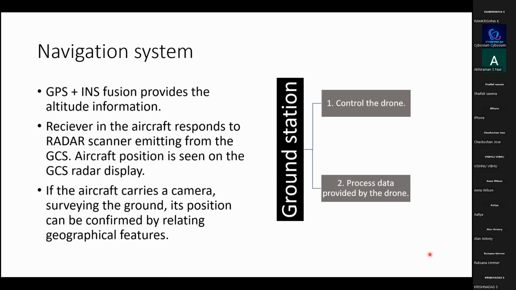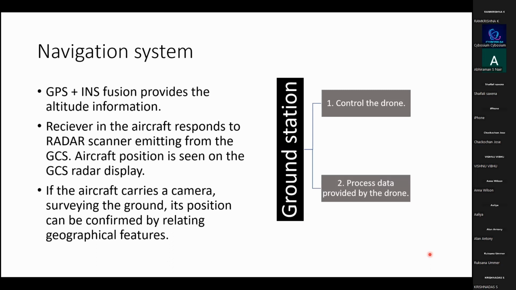So for the navigation system, basically there is a fusion happening between GPS, the global positioning system, and INS. INS is the inertial navigation system. It provides the altitude information. So why is INS needed? Because we get altitude information from GPS, right? But there is a catch here.